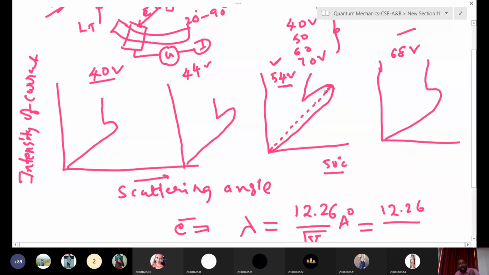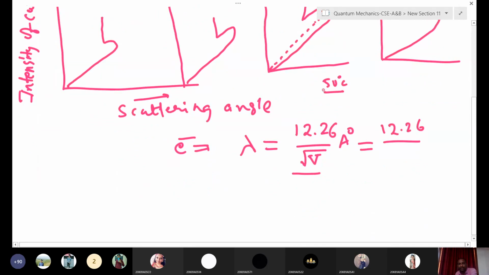The bump is increasing means more number of electrons are reaching the Faraday cylinder, so more current we are getting. That means more number of electrons flowing to the Faraday cylinder. Flow of electrons is only current. So at 54 volts we are getting maximum current.